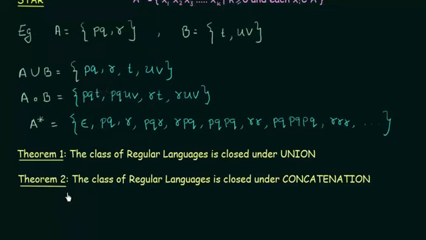And then the second theorem says that the class of regular languages is closed under concatenation. In the same way, if you have two languages A and B which are regular, and you perform the concatenation of them, then the concatenation of those two languages will also be regular. The concatenation of two regular languages will also be a regular language. So that is the meaning of these two theorems.